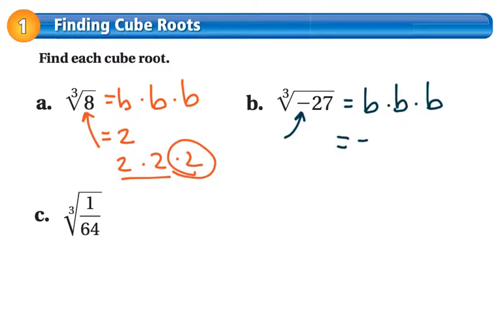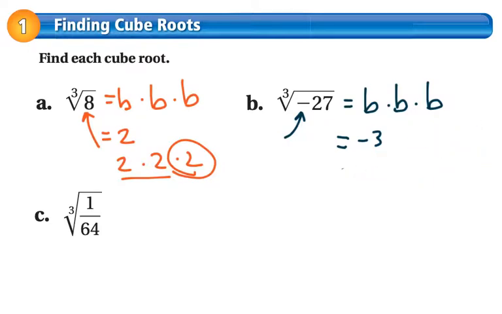I'm going to try negative 3 and see what happens. And we start off first. We already know that the solution here would be a negative. So we can just do 3 times 3, which is 9, and 9 times 3, there it is, which is actually 27. So the cube root of negative 27 is negative 3.